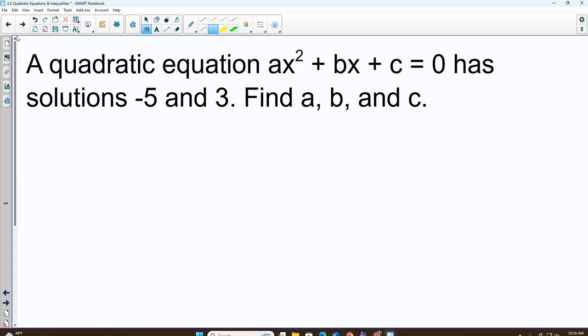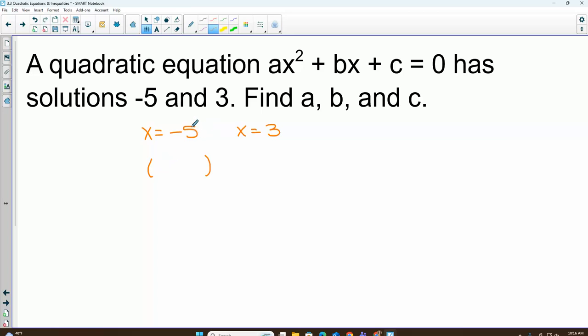Word problems. Weakness. So a quadratic equation, ax squared plus bx plus c equals 0, has solutions of negative 5 and 3. I want to find what a, b, and c were to start with. I'm asking you to work backwards. I'm telling you, you solved this and got x to equal negative 5 and 3. So, work backwards. If x was equal to negative 5, what was in my parentheses?